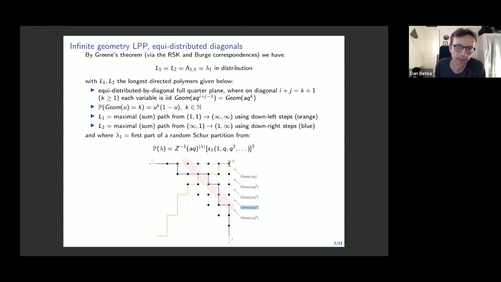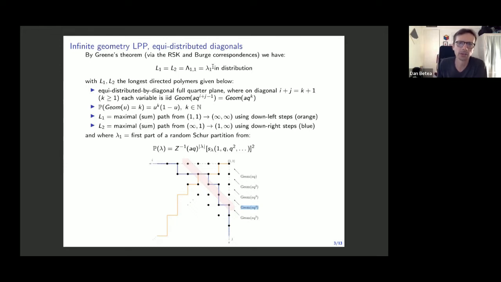So they're all integers. And now imagine trying to maximize over all paths like the yellow one, going from 1,1 all the way to infinity. The maximum of that is what I call L1. Borel-Cantelli tells us it's almost surely finite. Now try to maximize over all paths going from here to here. This is what I call L2. So L2 goes over paths that go in a perpendicular direction.